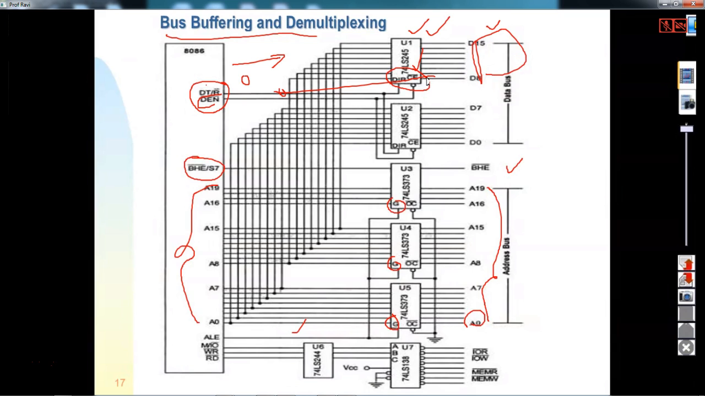The moment you see the kit, you can find 245, because here there is an even bank and an odd bank. So 2 buffers you need, 3 latches you need, and the connections are like this. And it should be AD0-AD7. I have taken this from a book. So this is AD0, AD7, then AD8 to AD15, and then these are how they are connected. So this is what bus buffering and demultiplexing is.